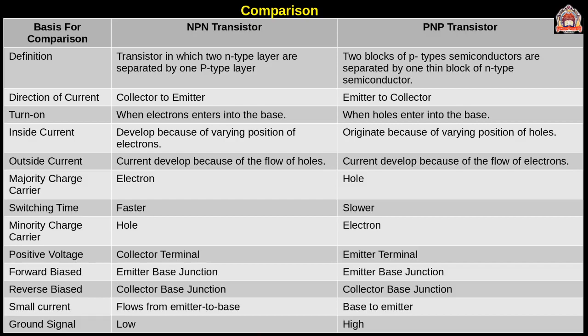The small current flows in NPN from emitter to base. In PNP also, it flows between base and emitter. The ground signal is low in the NPN transistor, whereas a high ground signal is in the PNP transistor. So this is the simple comparison of the working of PNP and NPN transistors.